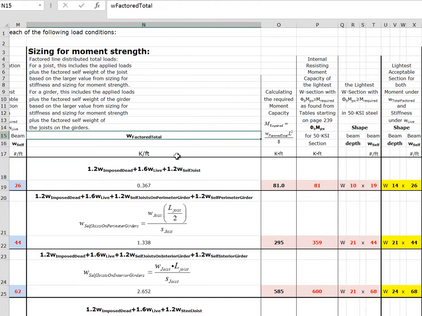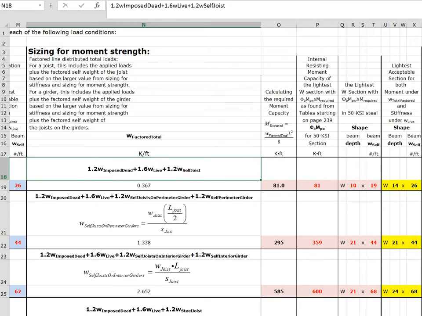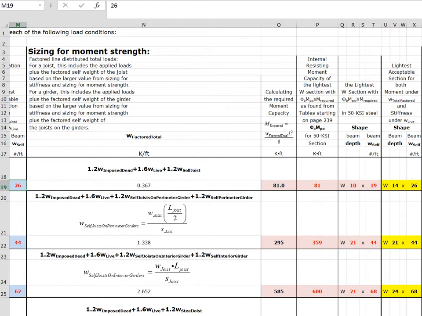We're looking for the factored load, and we're looking for it in kips per foot. And on the joist, which was the first beam we dealt with, it's 1.2 times W imposed dead. So that's the 20 pounds a square foot of decking and insulation and ductwork and all those things, plus 1.6 times W live, where we said W live is 80 pounds a square foot, and then it's got to be 1.2 times W self weight of the joist. Now we have a starting point right here for what the self weight might be. We know it can't be less than that because it's got to be at least that for purposes of stiffness.